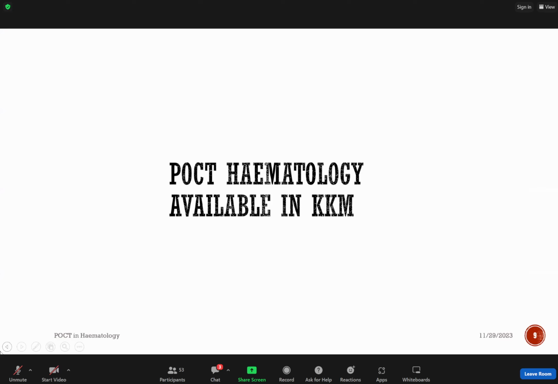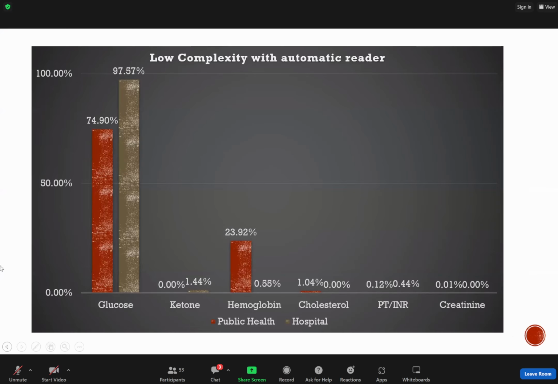Okay, I will show you the POCT hematology available in KKM hospital. This bar chart shows the low complexity tests with automatic reader. As for POCT hematology, we have hemoglobin and PT-INR here. The bar at your left-hand side shows the distribution in public health, and the right bar is for hospital.